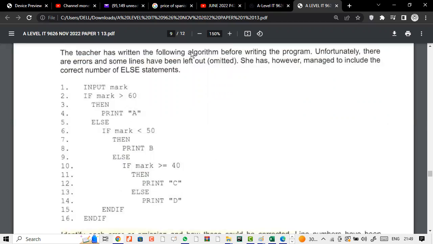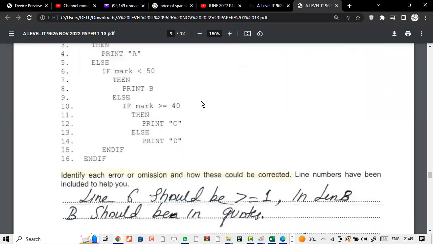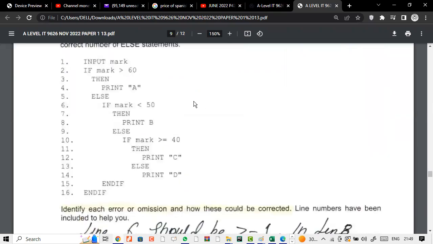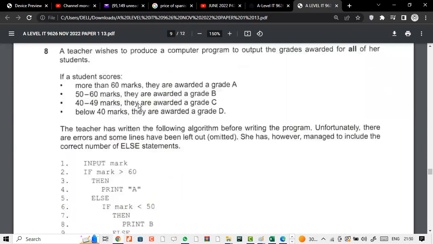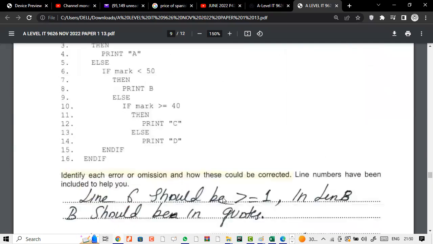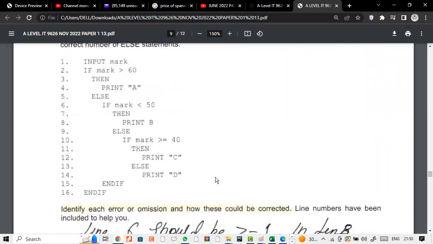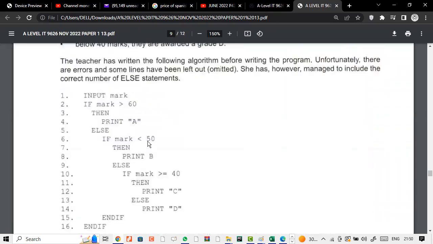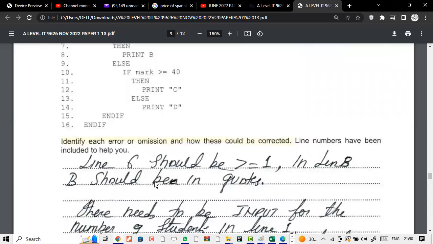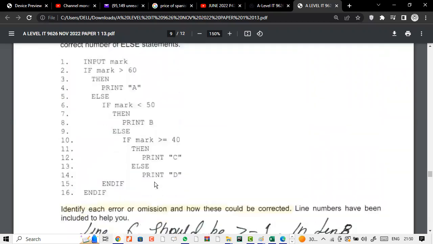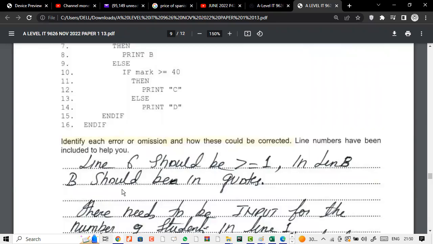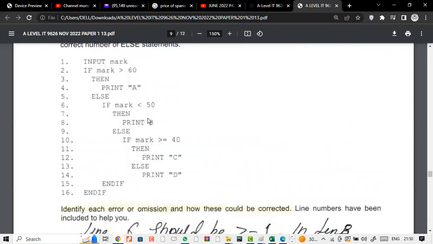So if you go through it, you will know that in line number 6 over here, it should have been greater than or equal to. In line 8, B should have been in quotes. So this should have been greater than or equal to, not less than. And in line 8 over here, this should be in double quotes, print "B". You see, this is correct, but this is not right.